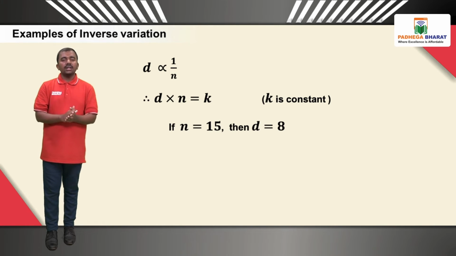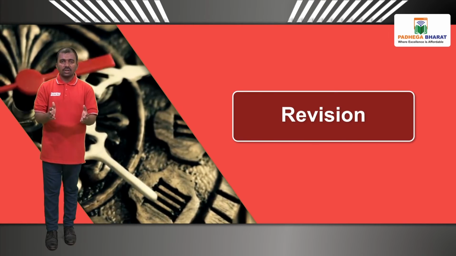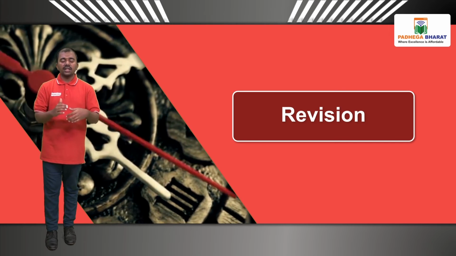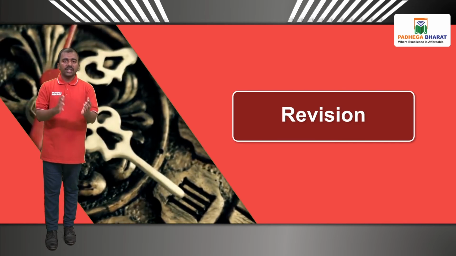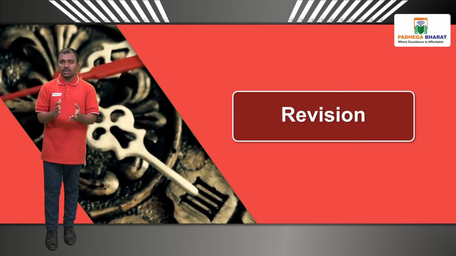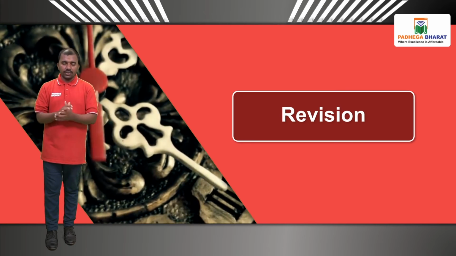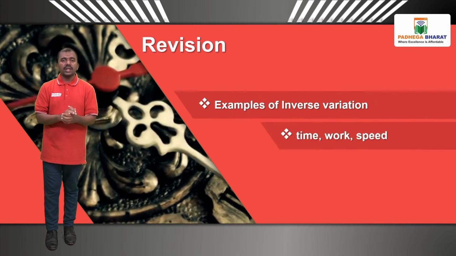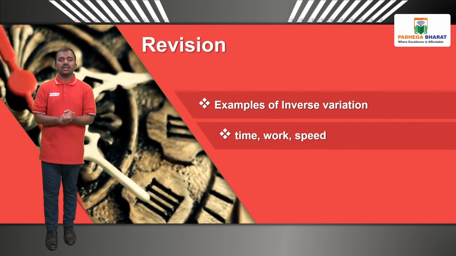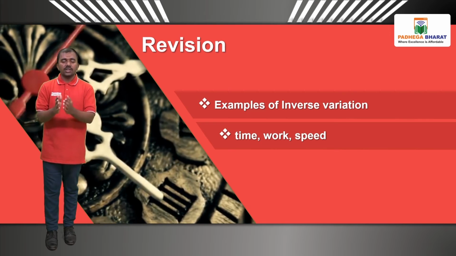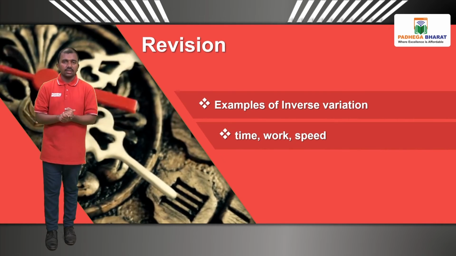But they are asking us to find the number of women required when the same work is to be done in 6 days. For that, let us first find the constant. So friends, when you know these concepts of proportionality, either direct or inverse, you will be ready for realistic examples and realistic situations in your life, so that you can be more confident. So in today's session, we have discussed examples of inverse variation and the time, work, speed concept with some examples.